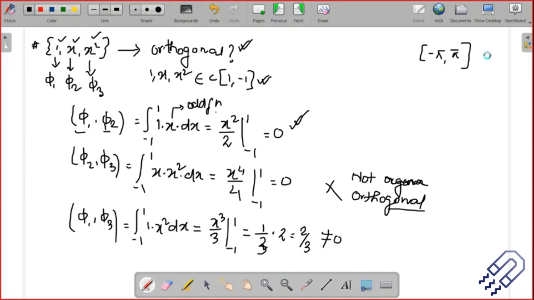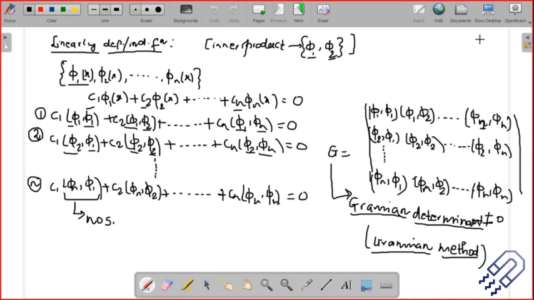If you understand this property of inner product, we can actually use it to show whether the Gramian is 0 or not. Here also, as I said, if it's 3 functions, it will be a 3 by 3 matrix. 4 functions, 4 by 4. So you're going to get a square matrix, no doubt.